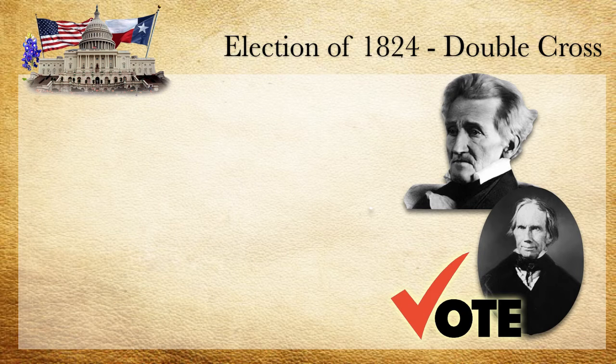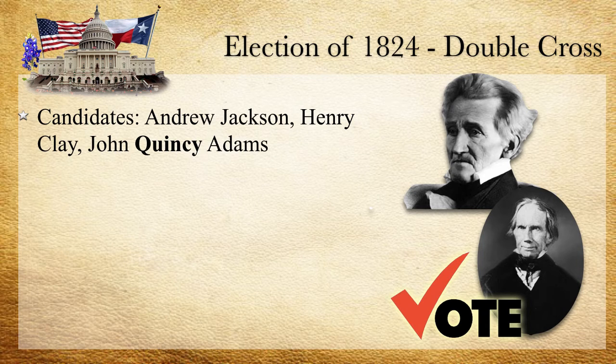Okay, the election of 1824, what I call affectionately the double cross. You have 3 candidates, Andrew Jackson, Henry Clay, and John Quincy Adams. And here we have a picture. At the top, we have Andrew Jackson, and at the bottom, we have Henry Clay. John Quincy Adams is not pictured. But John Quincy Adams, this is the son of John Adams, the former president. And here we have his son wanting to be the president. So that'd be kind of cool, you know, dad and son both being president, kind of like the Bush dynasty, the President Bush and his son, President Bush.